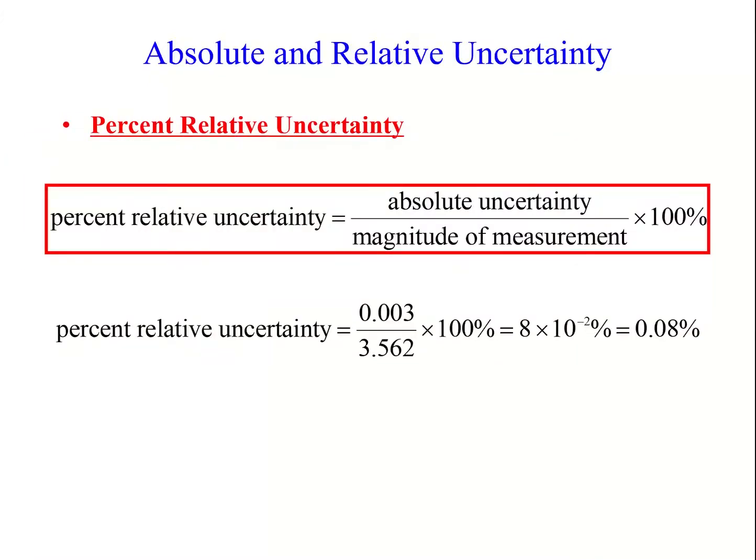We can also express a relative uncertainty as a percentage by taking the relative uncertainty and multiplying it by 100%. So in this case, we get a percent relative uncertainty. Again, using the previous example, my absolute uncertainty was 0.003 divided by 3.562, and now I'm going to express this as a percentage by multiplying by 100. So my percent relative uncertainty is 0.08%. The percent relative uncertainty is more important than absolute uncertainty.